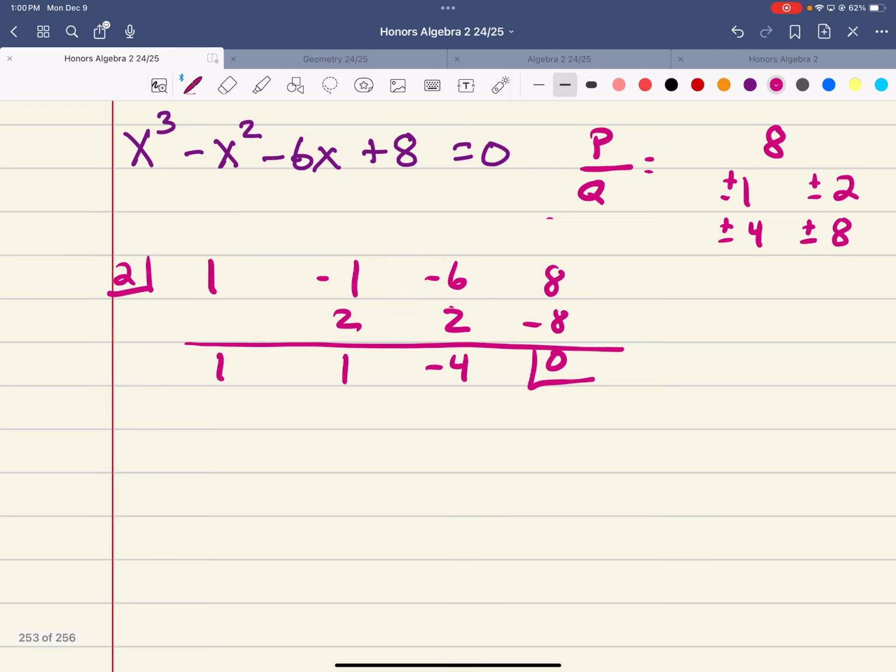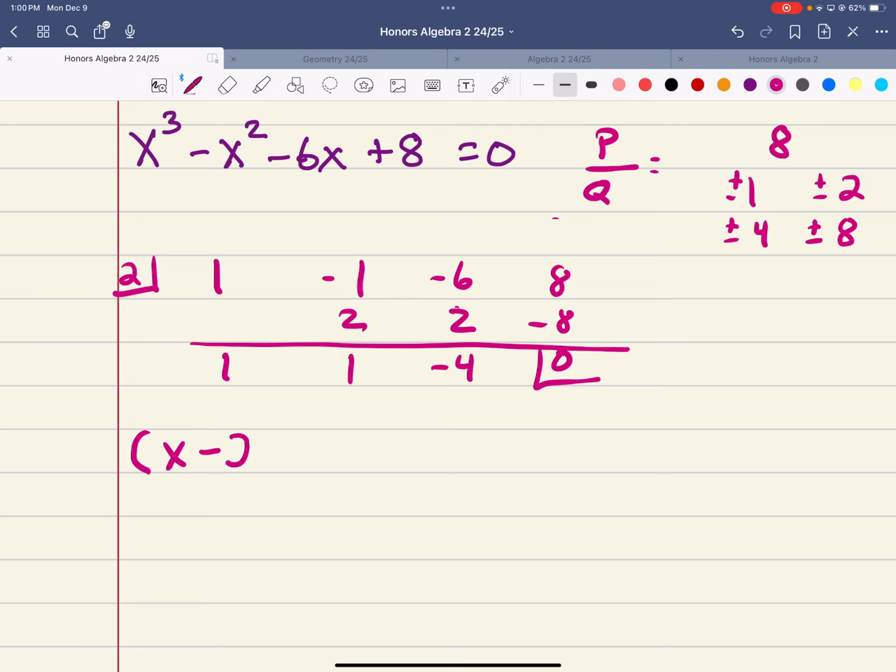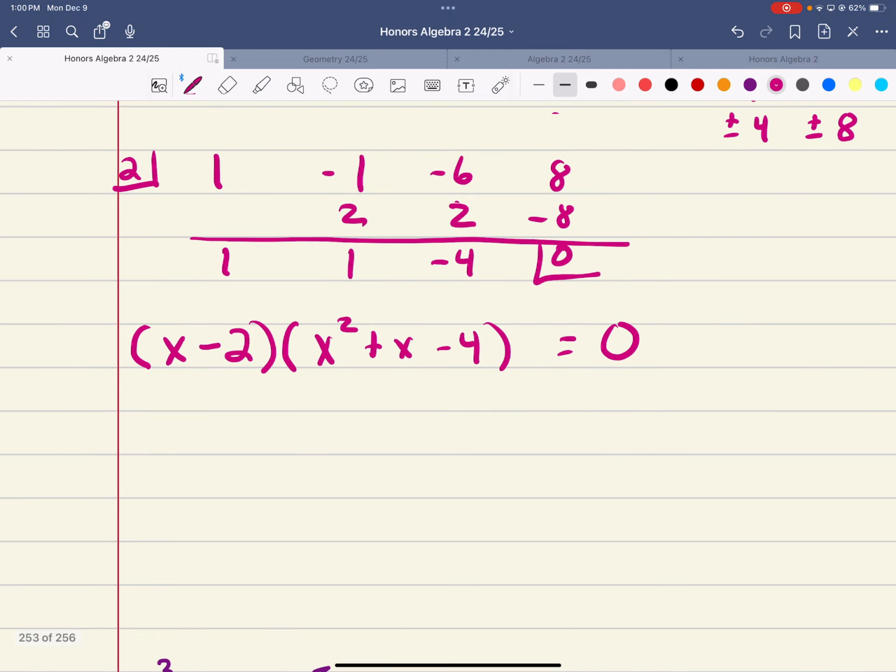So since 2 is one of the zeros, my factor is going to be x plus 2 or x minus 2? X minus 2. So inside the box is the opposite of what we see. And then we've got x squared plus x minus 4. And this is still going to equal 0 because we want to find the zeros. X minus 2 obviously can't be factored. X squared plus x minus 4: is there anything that multiplies to be 4 that has a difference of 1? Nope, so it doesn't factor.